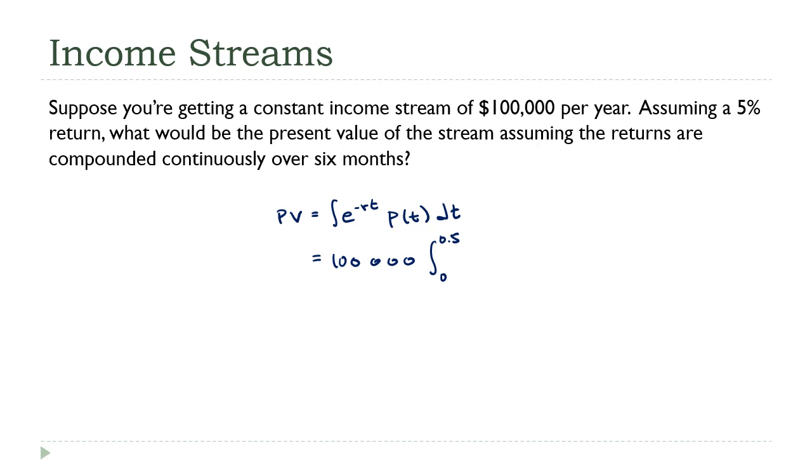And let's see, so this will be e to the negative 0.5 t dt. Okay, well that's a pretty straightforward integral to do. This is 100,000 divided by negative 0.5 e to the negative 0.5 t. We're going to evaluate that from 0 to a half.